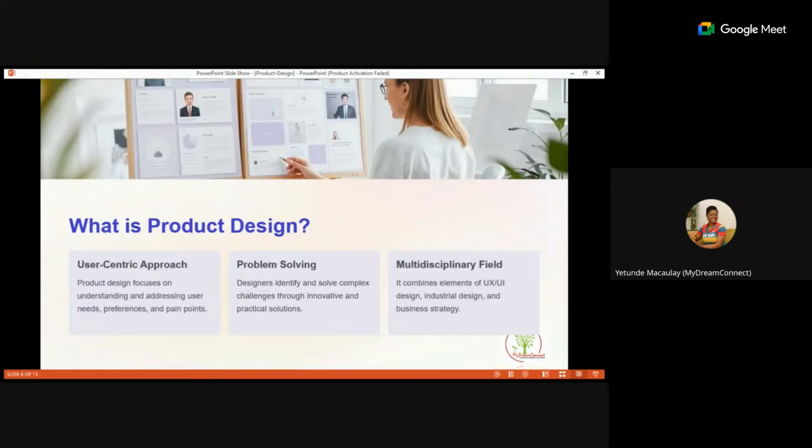And number three, it's all about a multidisciplinary field. So it combines the elements of UI UX design, industrial design, and business strategy. Of course, marketing is a business strategy, and digital media marketing is just one way we market our product.